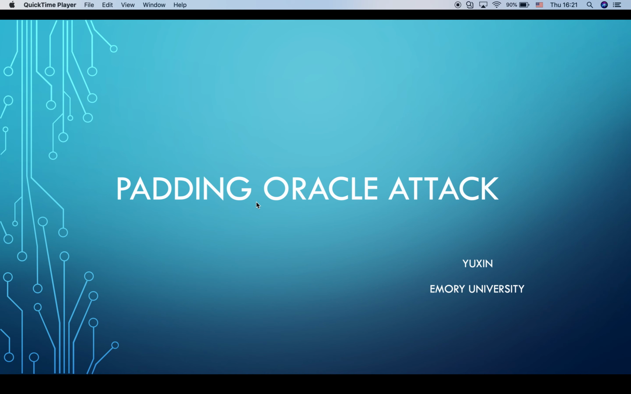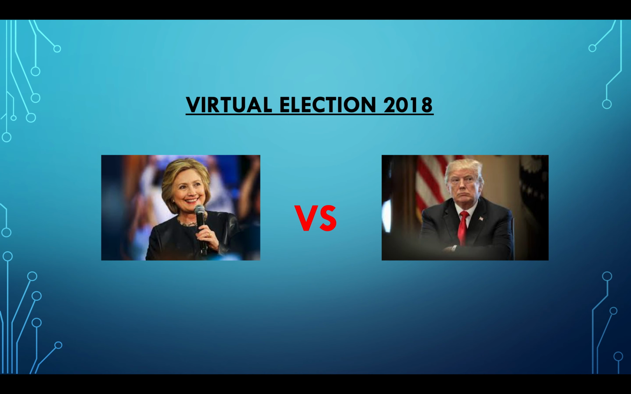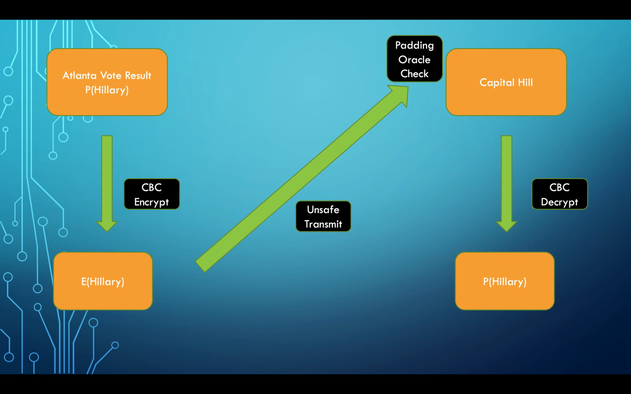Suppose Hillary and Trump are two presidential candidates in a 2018 secret election. The Atlanta election office has collected all the votes and found that the secret winner is Hillary. The office wants to transmit this secret result to the Capitol Hill in Washington, but the transmit method is vulnerable. Therefore, they use the CBC encryption method to encrypt the plaintext Hillary to be E-Hillary, and then send it to Capitol.